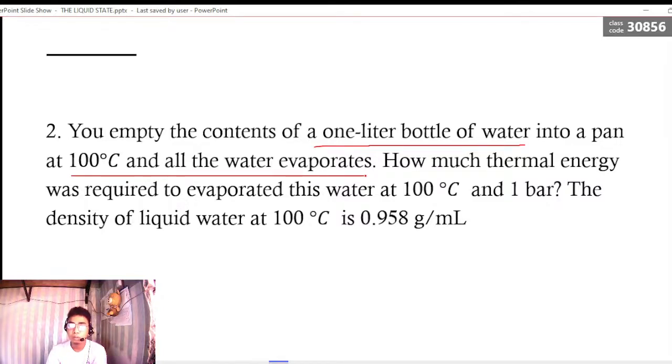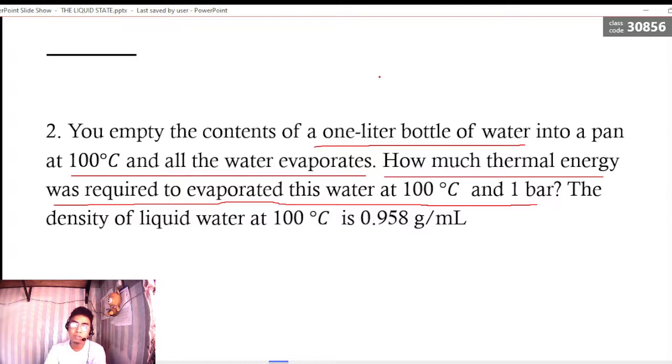I will give the value of this. Actually, it is in the slide. I provided a table there, so please check what the molar heat of vaporization of water at 100 degrees Celsius is. So what are we looking for? We are looking for how much thermal energy was required to evaporate this water at 100 degrees Celsius and 1 bar. So this is our missing.